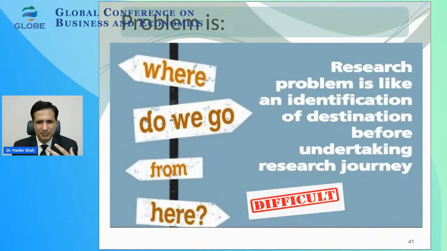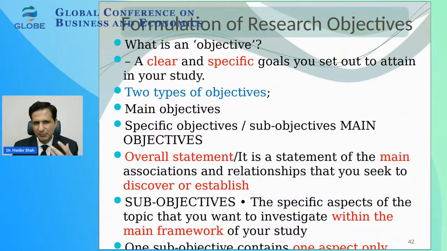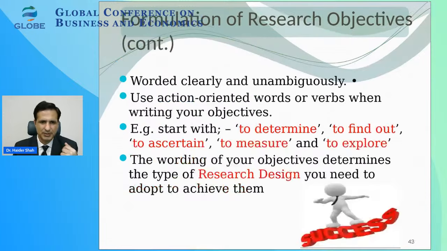So a research problem is like an identification of the destination before undertaking a research journey. And then out of that, we formulate the research objectives. Sometimes we have two types of objectives. One is the main objective, the second is the sub-objective. The main objective is the main association and relationship you seek to discover or establish, and the sub-objective could be a specific aspect of the topic which you want to investigate within the framework of your study, and that is leading towards the main objective. All right. And we must start the research objectives with words like to determine, to find out, to ascertain, to measure, to explore. These are the words which reflect that you are trying to investigate the research objective.